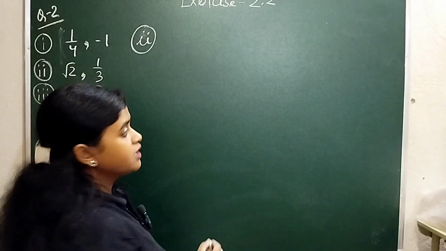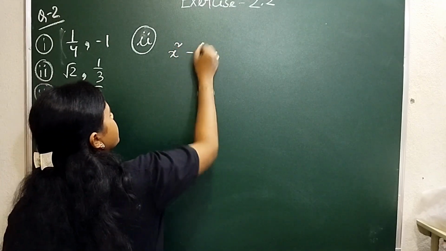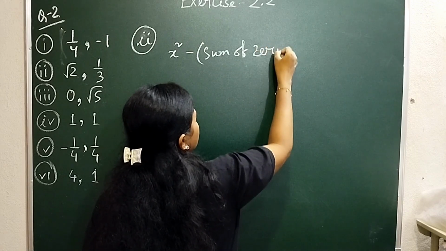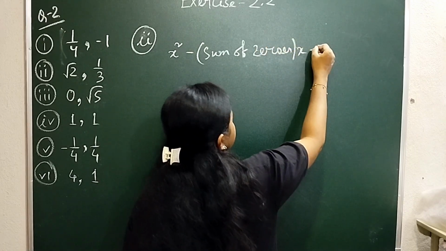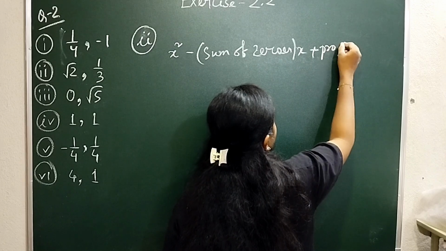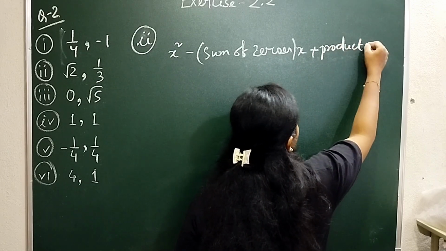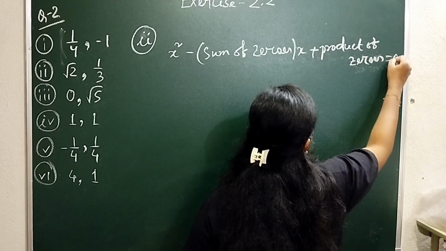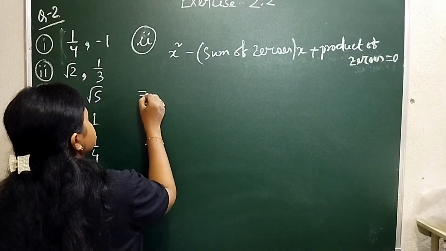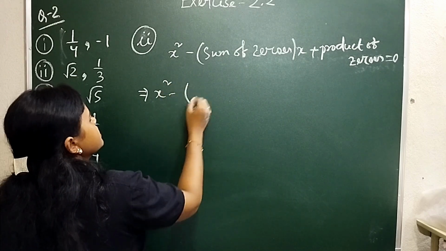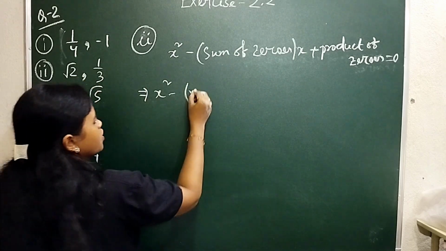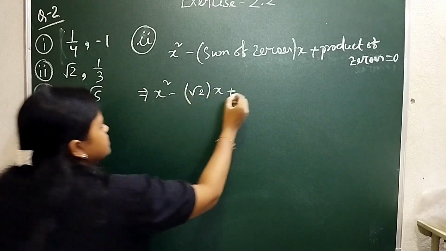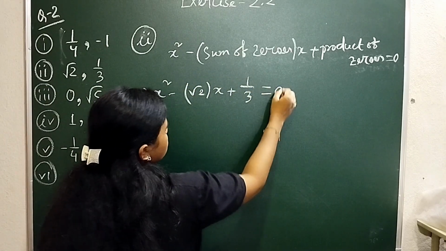So we know that the formula is x square minus sum of zeros into x plus product of zeros is equal to 0. So x square minus sum of zeros, which is given as root 2, so we will put root 2 here into x plus product of the zeros, which is 1 by 3. So we will write 1 by 3 equals to 0.